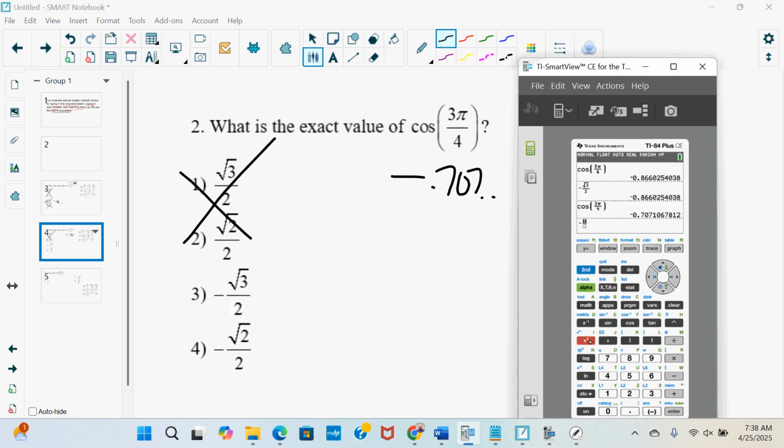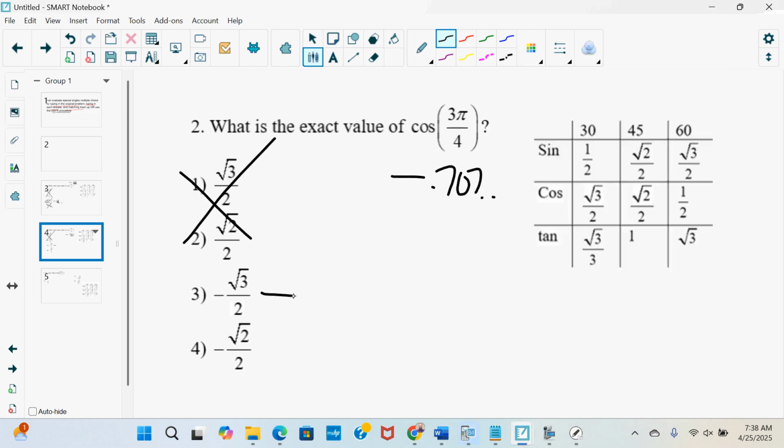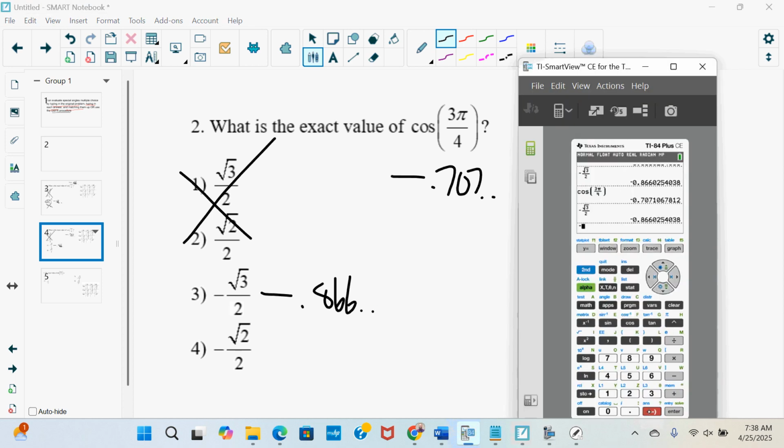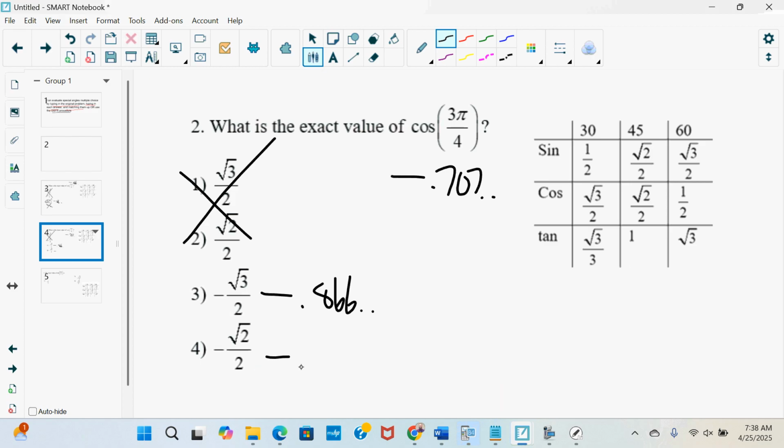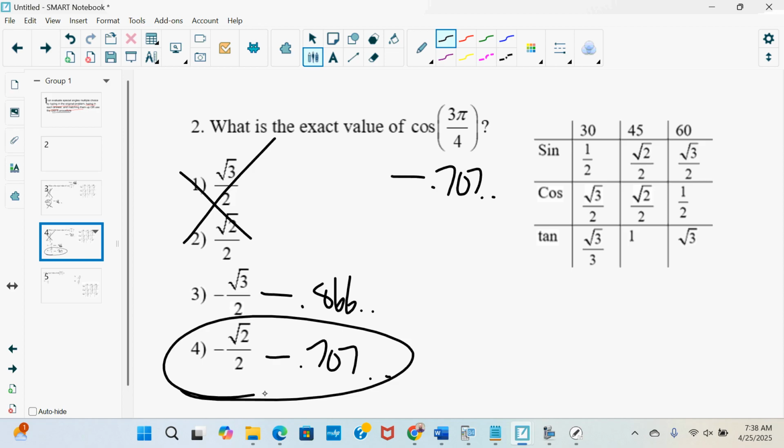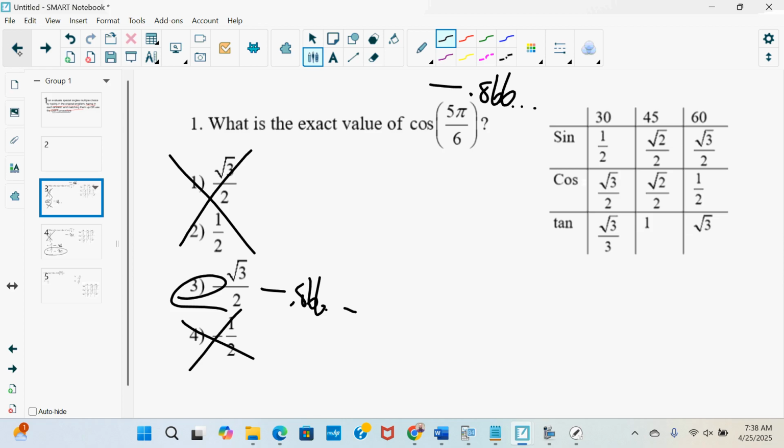Negative radical 3 over 2 is negative 0.866. I should have known that from the last problem. And negative radical 2 over 2 is negative 0.707. That one matches up. That's your answer. So if it's multiple choice, just type in the original problem, type in each answer, match it up. If it's not, and I have a longer video of this, but for Regents review, which is the goal of this video right now, I really want to focus more on the multiple choice.